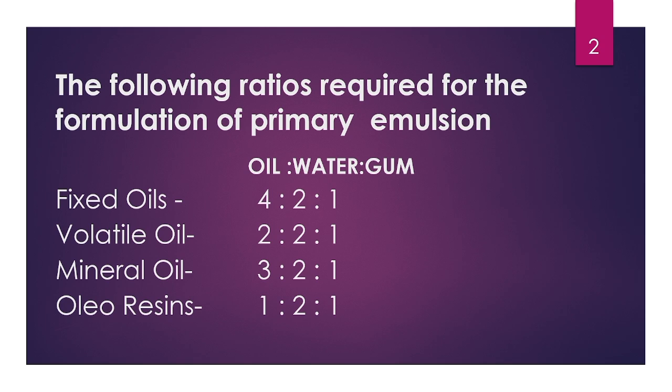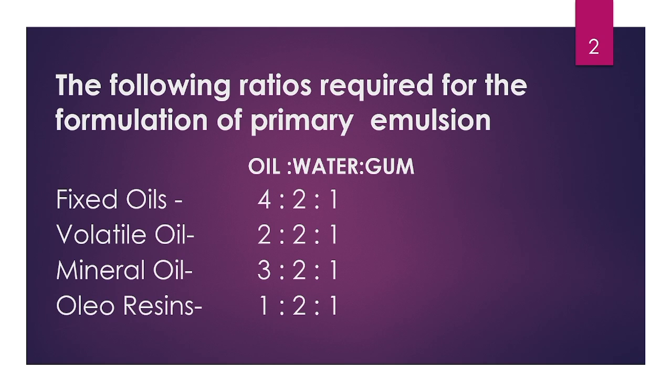Whereas in volatile oils, the ratio is 2% oil, 2% water and 1% gum. So by these ratios we need to formulate a volatile oil emulsion. Whereas in mineral oils, 3 parts oil, 2 parts water and 1 part gum. So these are the ratios required for the formation of primary emulsions.